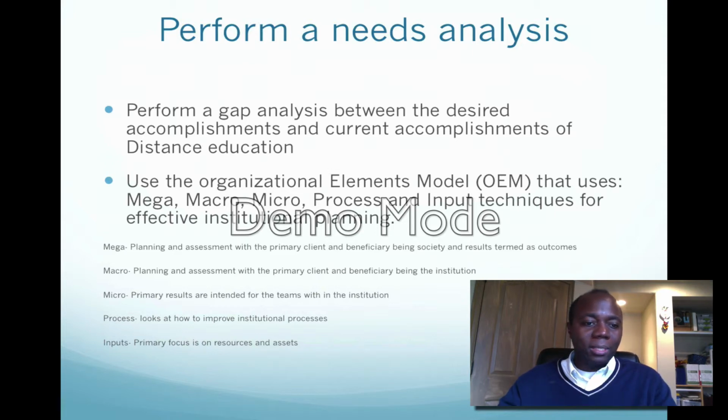And then lastly on this is inputs. Focus on resources and assets is what inputs does. What resources do I have in my company to improve distance education? Or what assets do I have in my company or at my disposal as an instructional designer?